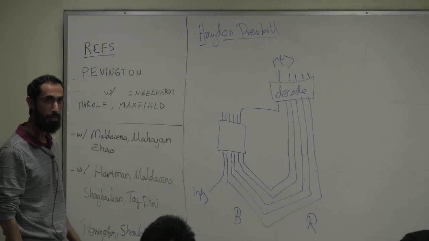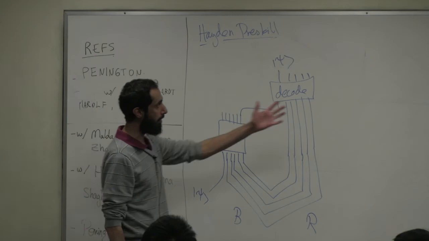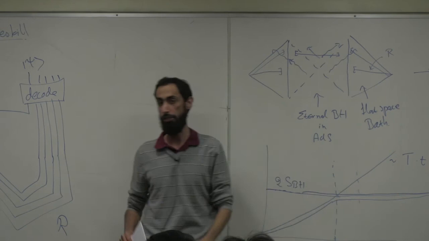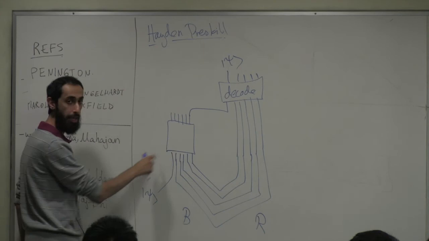And so the statement in this picture would be that if I throw information into this black hole and then I collect some Hawking radiation, I should be able to see that this information is now contained in the Hawking radiation. Now, there's a question of how random does this scrambling or this unitary need to be?